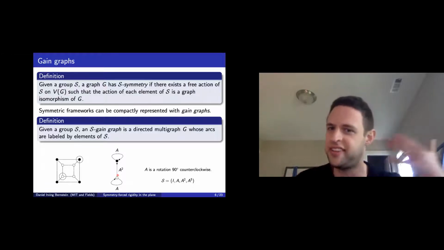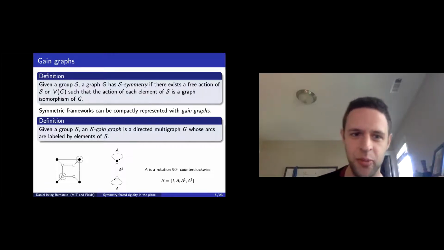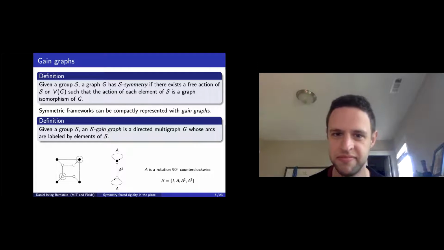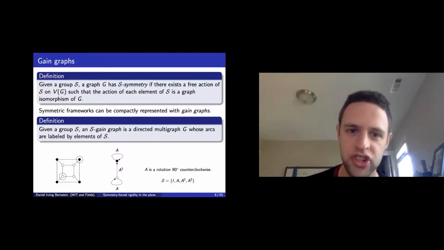So does the idea of gain graphs and symmetric frameworks make sense? Does anyone want further clarification? Have any questions?